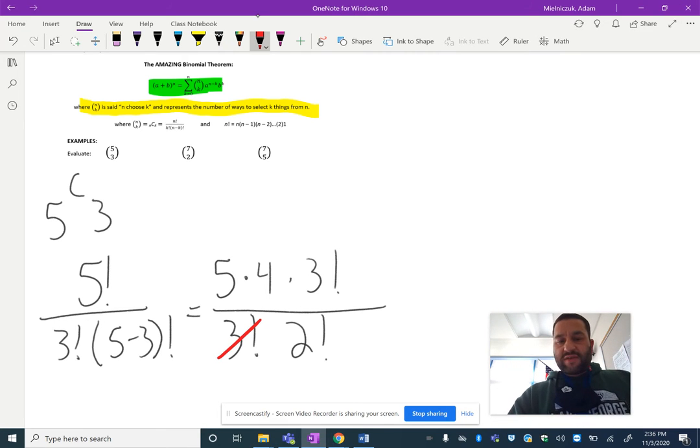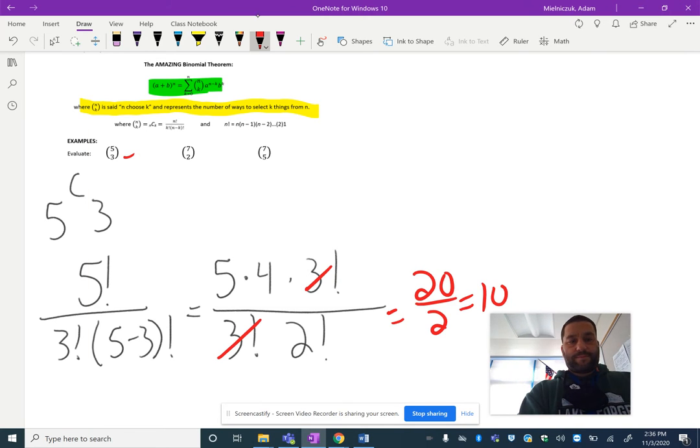Well, as you can see, these cancel each other. And that's why I did it, because now we're left with 5 times 4 is 20. 2 factorial is 2 times 1, so 2. So this would equal 10. All right, let's do another.